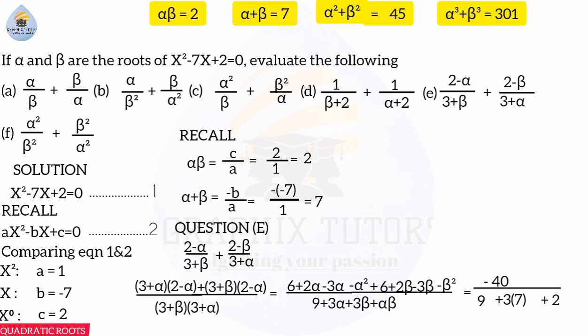All over 9 plus 3 times 7, that is 30. So 30 plus 2 is 32. So if you divide this, you're going to be having minus 5 over 4. How? Because 2 can go in 40 20 times, 2 can go in 32 16. It can still be divided further. 2 in 20 is 10, 2 in 16 is 8.